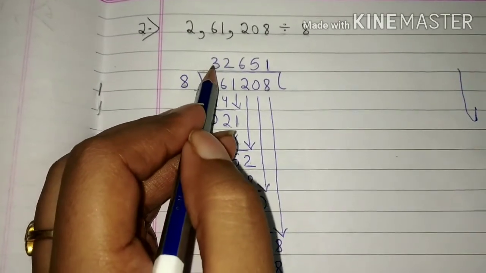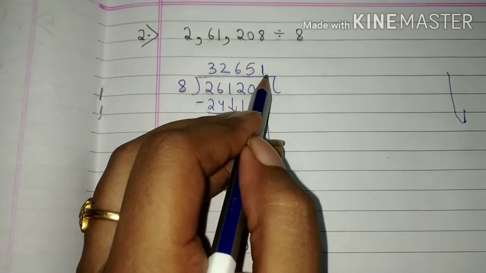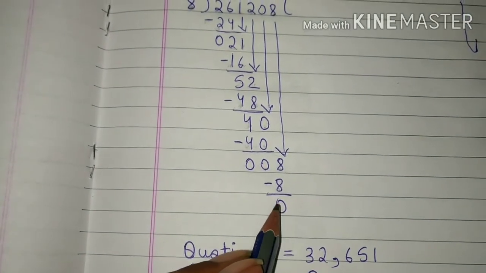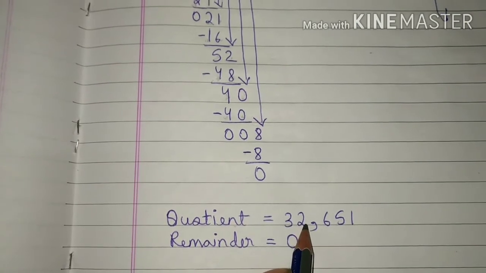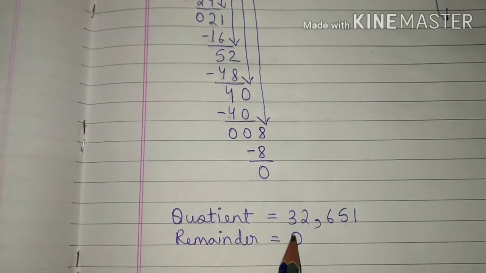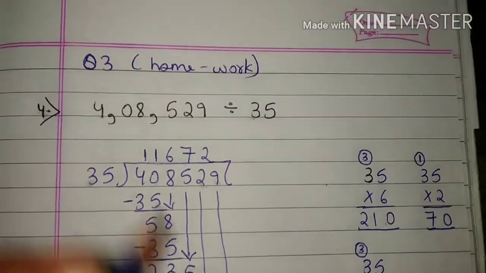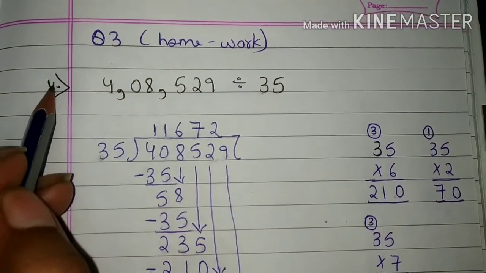Students, 32,651. This is your question, and 0 is remainder. Question is 32,651. Remainder is 0. Students, question 3. This is your homework. So now come to fourth question.